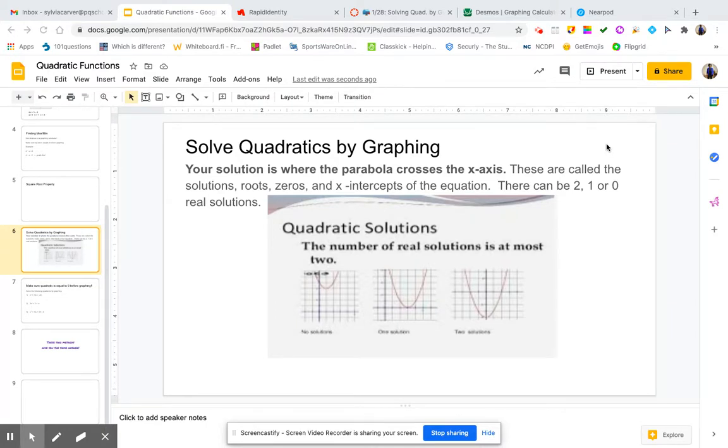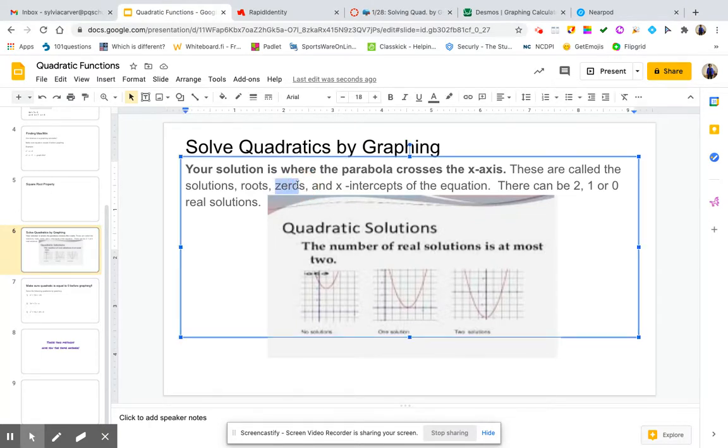So your solution is where the parabola crosses the x-axis. So you graph it, put it in Desmos, and voila, your solution is where it crosses the x-axis. These are called the solutions, the roots, the zeros. So that's going to be a word that pops up often. So zeros, x-intercepts of the equation.